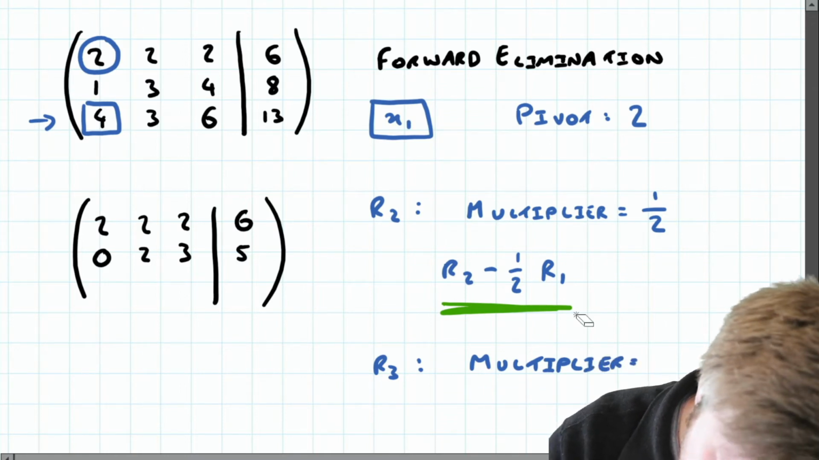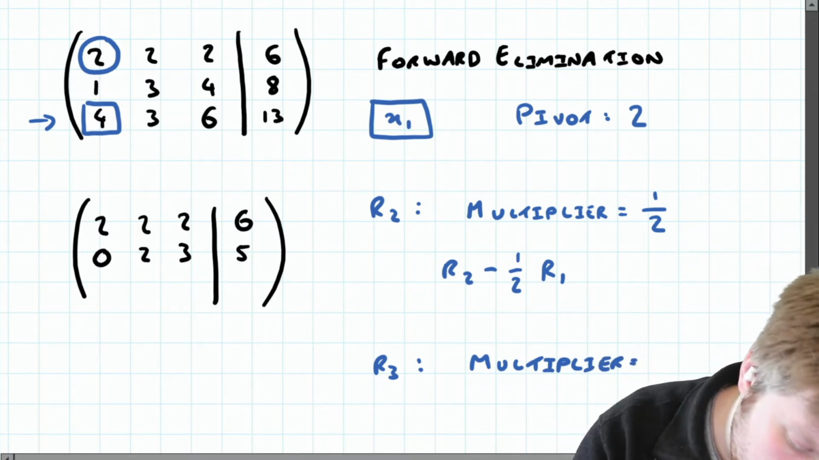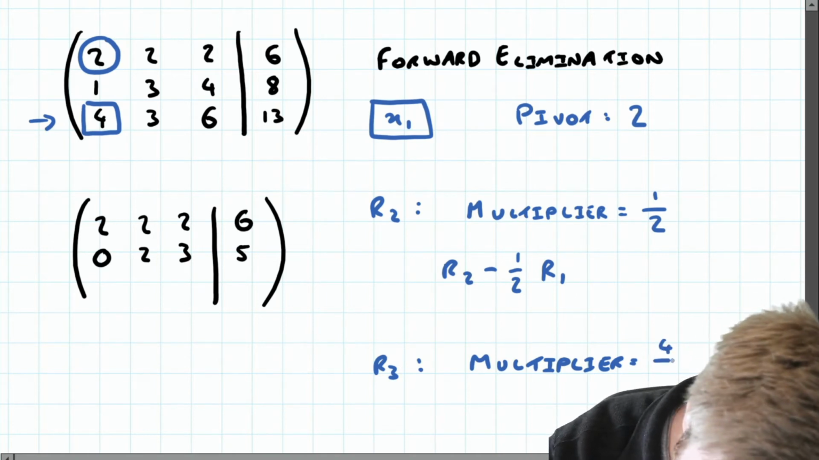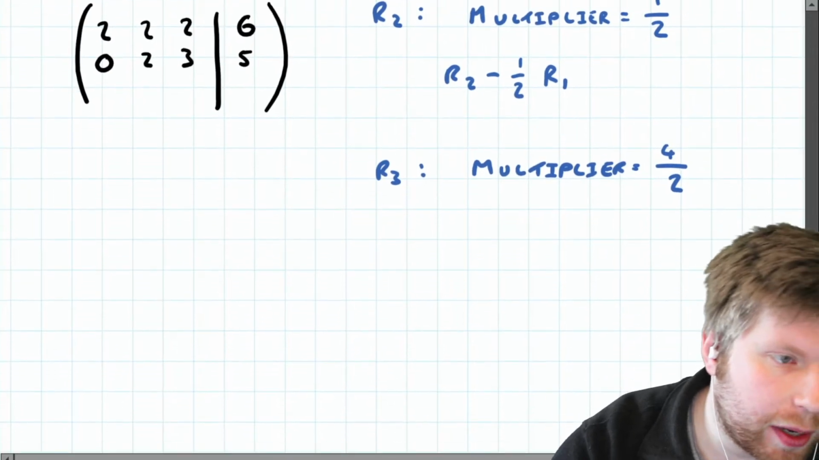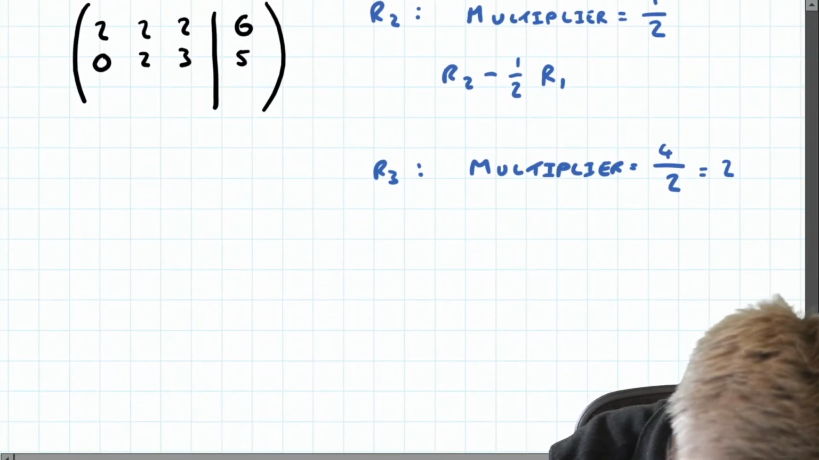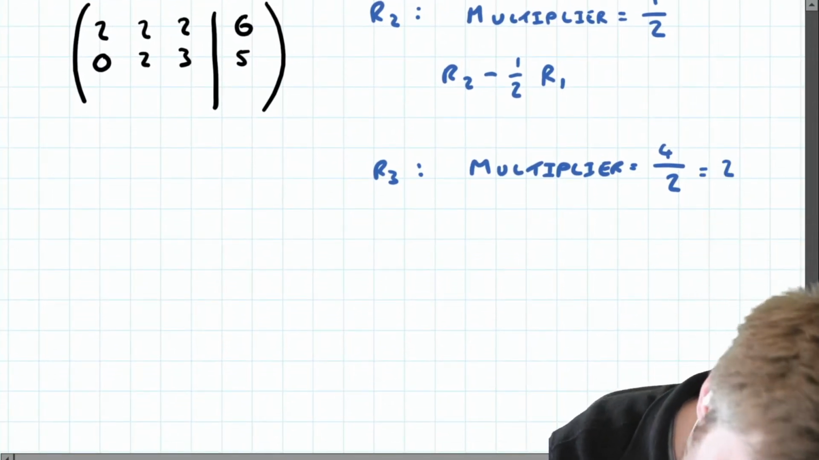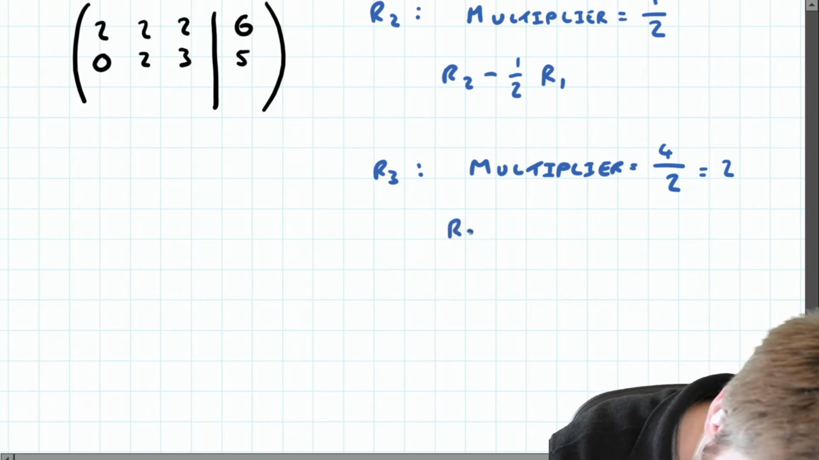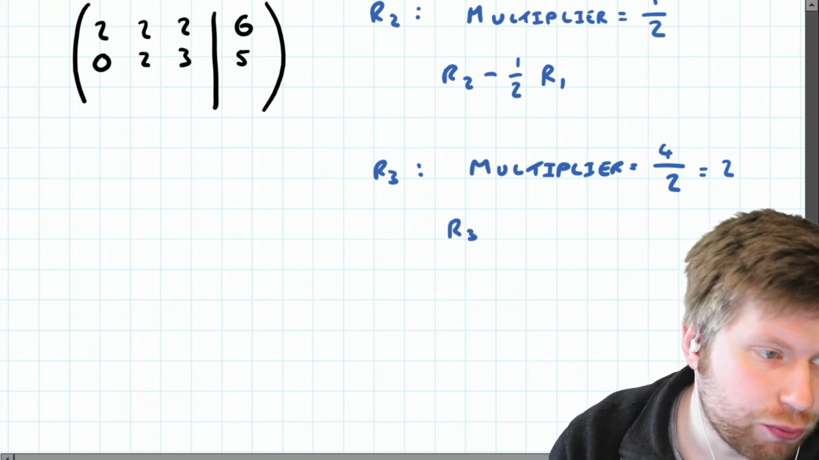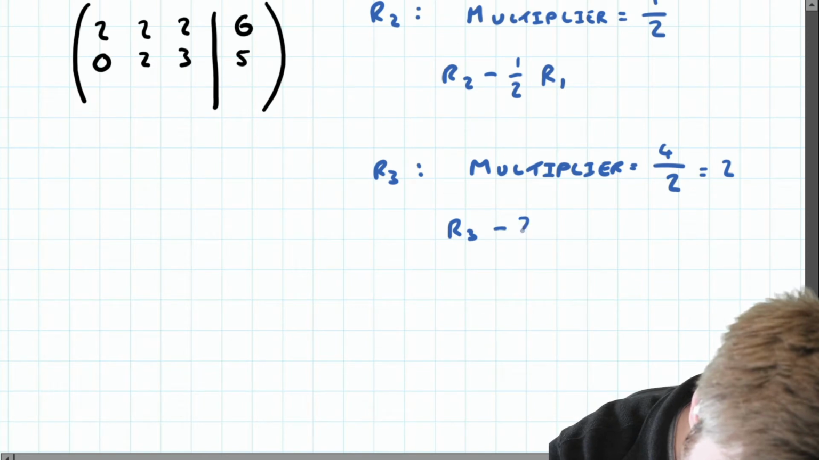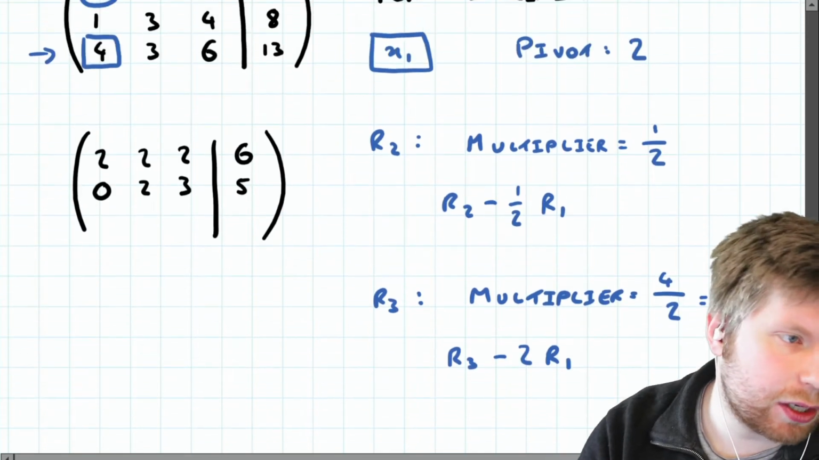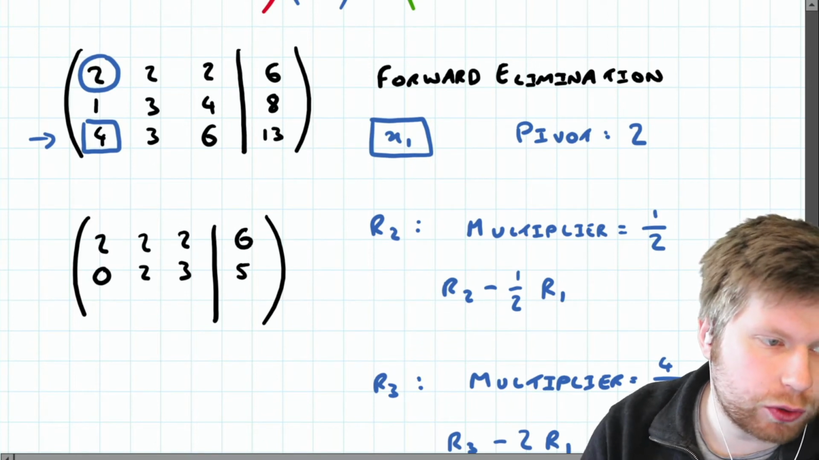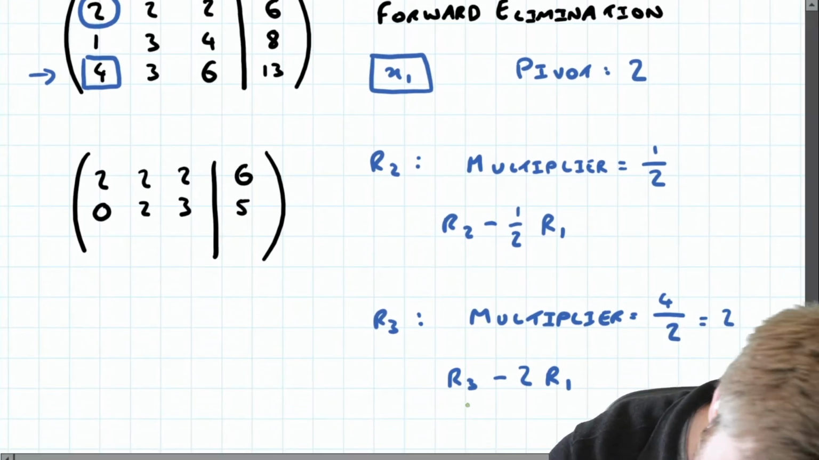So the multiplier, remember, is the element which I want to get rid of, in this case 4, and I want to divide by the pivot, so in this case 2. Now 4 divided by 2, hopefully you're happy, is just equal to 2. So in other words, to get rid of that element, make it go to 0, I need to take row 3 and take away 2 lots, that's my multiplier, of row 1. That's my pivotal equation. That's the equation which I'm adding or subtracting multiples of. So let's figure that out.